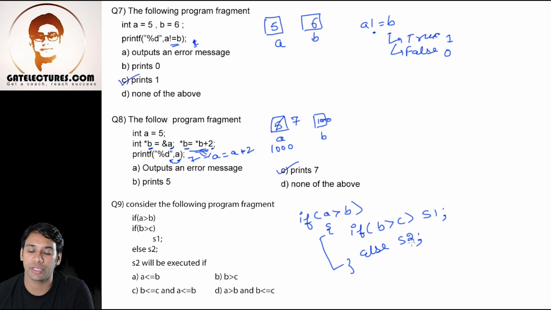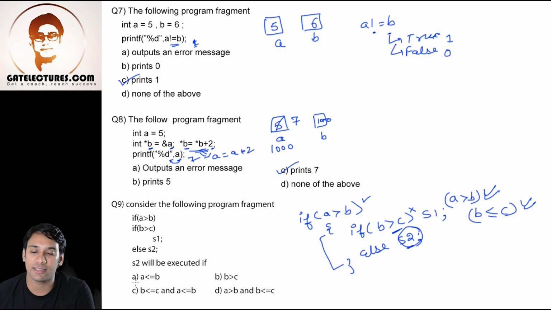This statement will be executed only if this condition is true and this condition is false, then only this S2 statement will be executed. So since this condition is true, A should be greater than B, and since this should be false, that means B should be less than or equal to C. Then only this statement S2 will be executed, right? And let us check out the options now. The first option is A is less than or equal to B, which is wrong. The second option is B is greater than C, which is wrong, right? Because this is violating this condition.